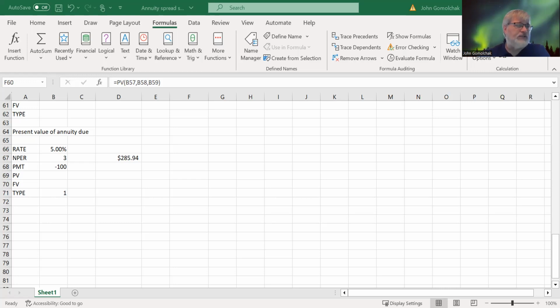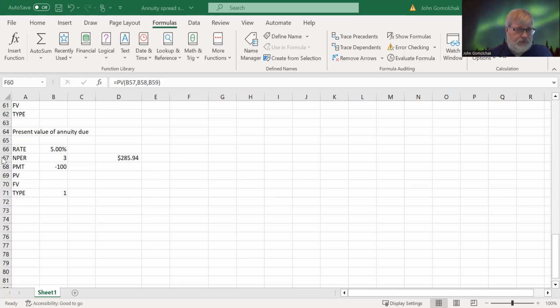In Excel, this is all it says about Excel in the chapter. It says in Excel, we again use the present value PV function, but now we must include that we have an annuity due. So that means we're going to put in type. We're going to have a 1 where type is.